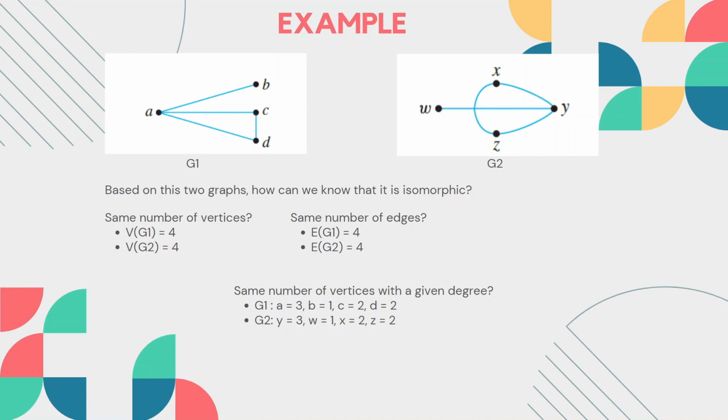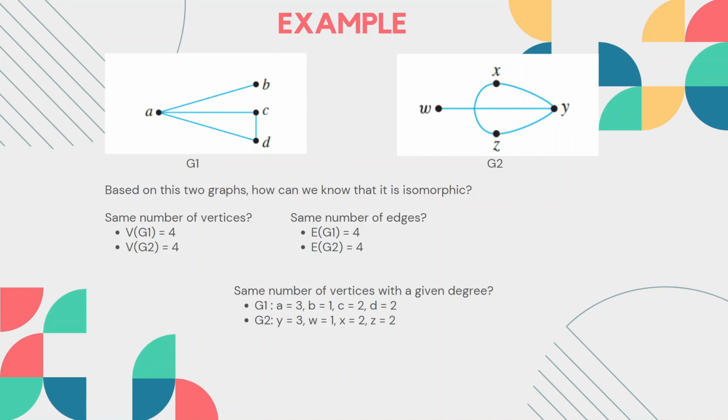So, based on these two graphs, how can we know that they are isomorphic? The first way is to look at the number of vertices, number of edges, and number of vertices of a given degree to see whether they are the same or not. From this graph, we can see that they have the same number of vertices, which is 4. As you can see in G1, there are A, B, C, D, which are the vertices of graph 1. And for graph 2, they have W, X, Y, Z.